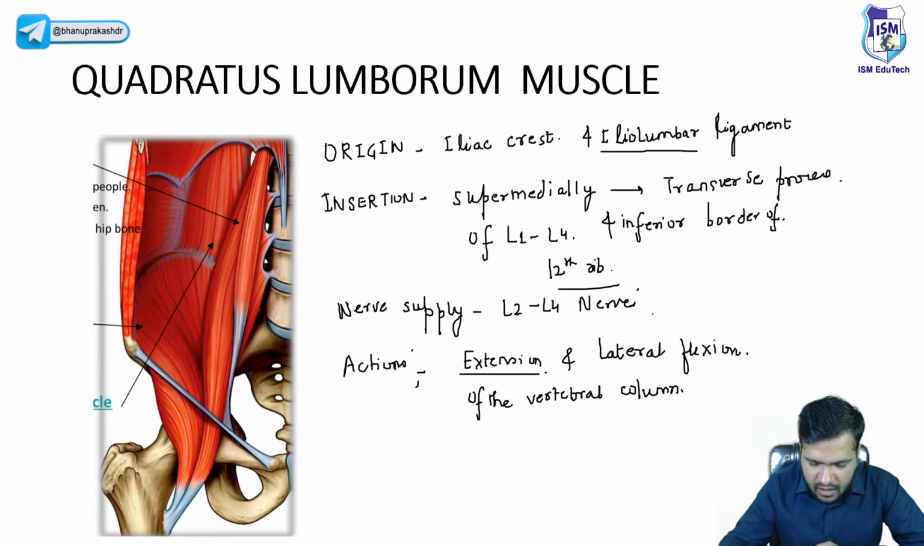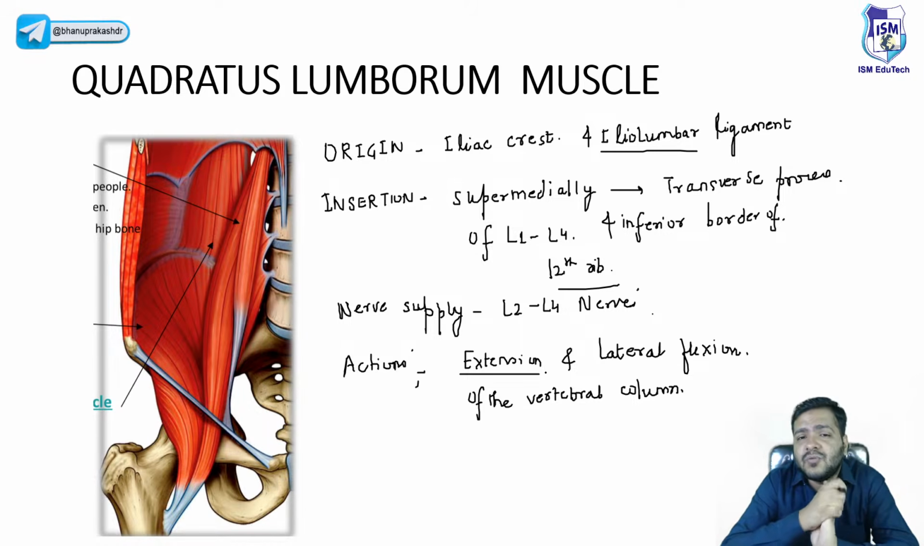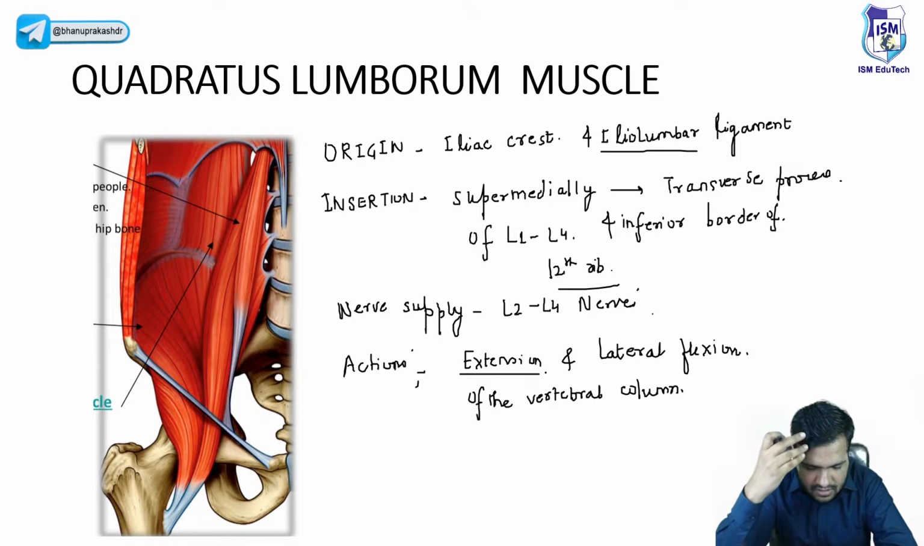Meanwhile, there is one more action that is associated with Quadratus Lumborum. It says that it fixes the 12th rib during inspiration, so that the contraction of the diaphragm is more efficient. So that you have to remember.